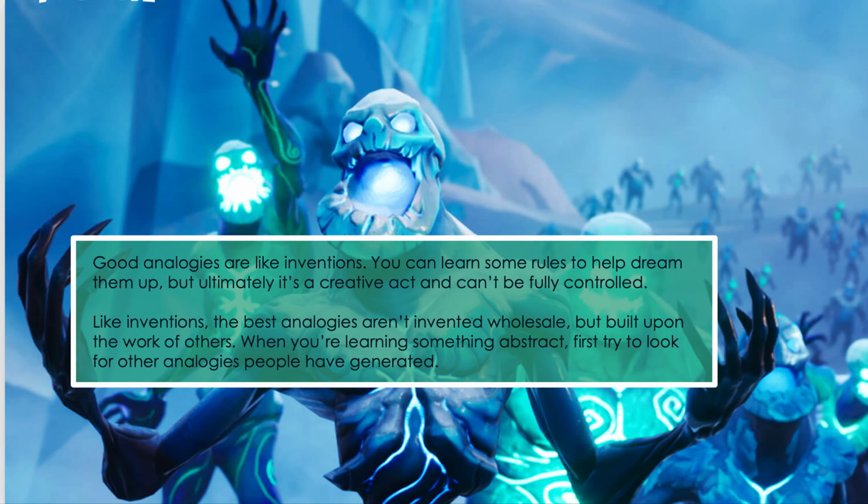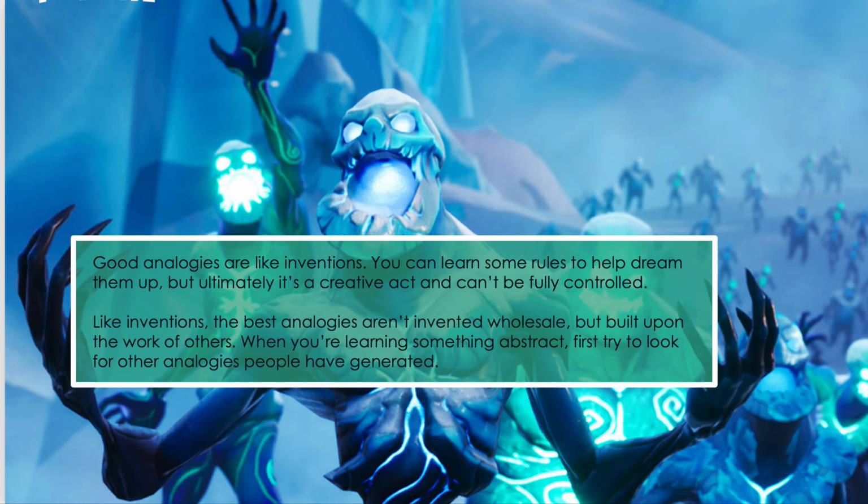Good analogies are like inventions. You can learn some rules to help dream them up, but ultimately it's a creative act and it can't be fully controlled. Okay, what this means is, and you may have heard this term before, it's called artistic license. And what that means is essentially that you, as the artist, you establish your analogy and you hold true to it. But sometimes, like we do with principles and elements of design, you break those rules. Every artist breaks rules. Once you get comfortable with the rules, the idea is that you will break them.